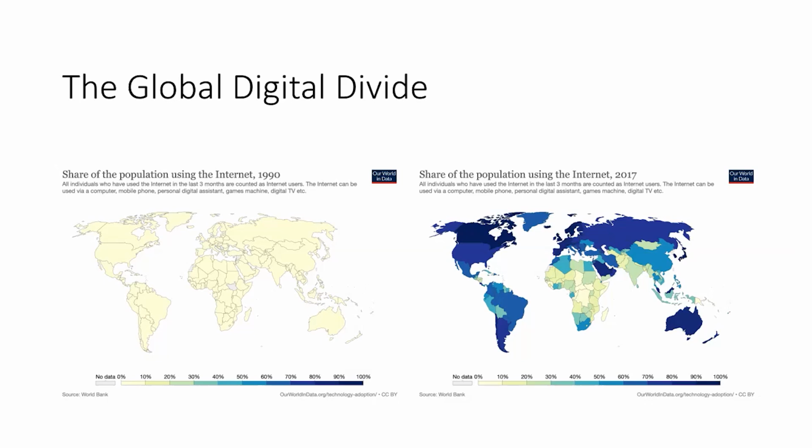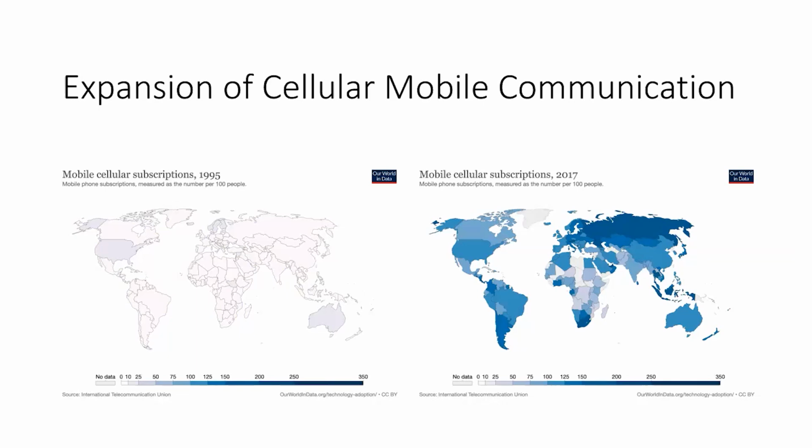And then the expansion of cellular mobile communication, another huge shift in flattening the time-space continuum. You can see again from 1995 to 2017, there's been a massive increase in the number of people with cellular phone subscriptions.